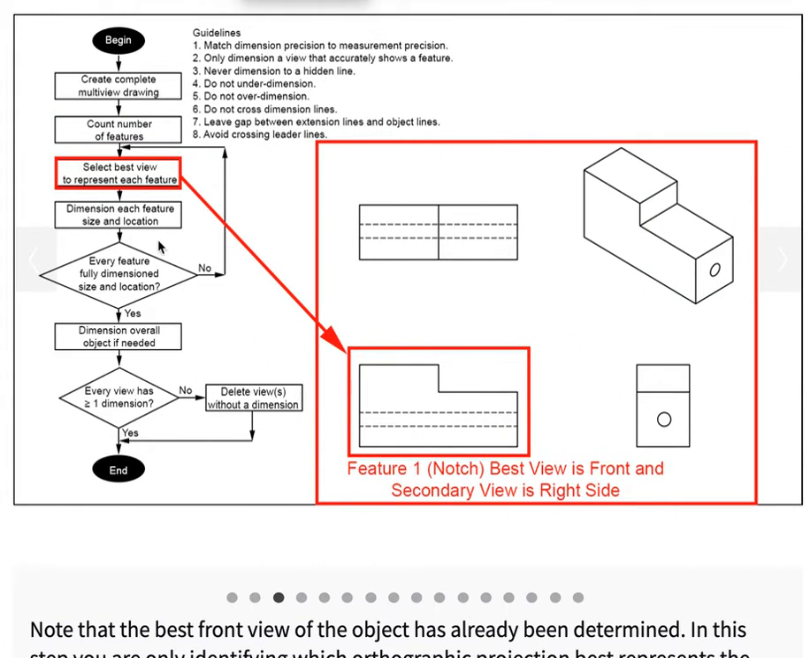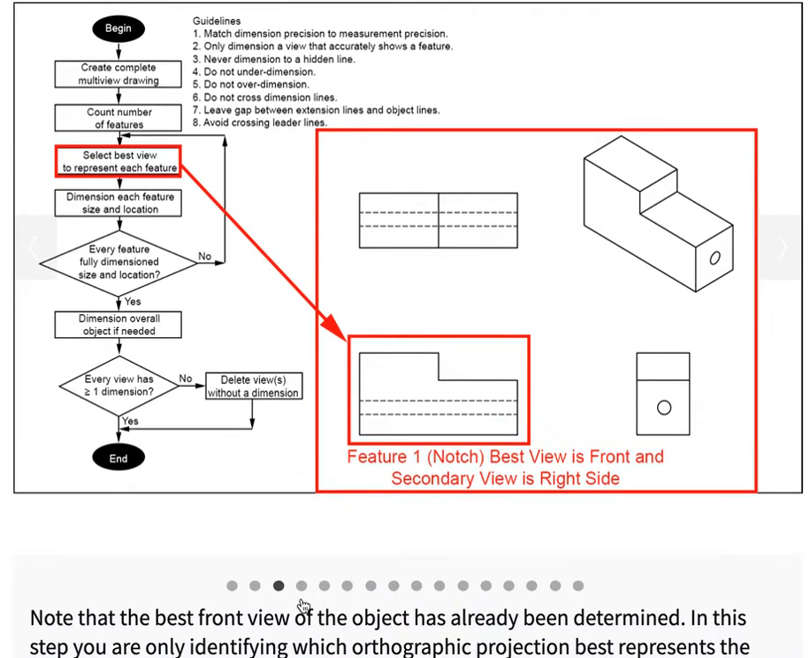So next in the flow chart, select the best view to represent each feature. Well, we're going to pick a feature to take care of here first, which in this case is the notch. And where does the contour of this notch show best? Well, it shows best in the front view. I can see this change in the contour here. I can't really see it up here, and I can't see it very well over here. And we are not dimensioning the isometric. We only do it in the orthographic views. All right, so the best view is the front view.